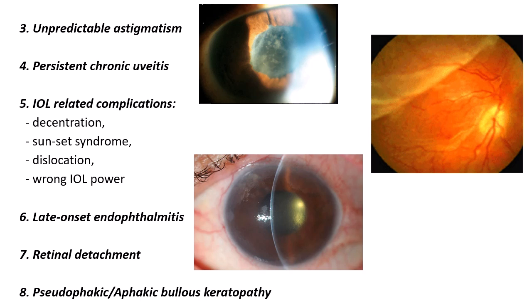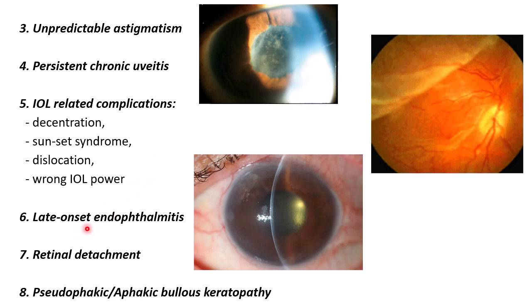Unpredictable astigmatism, more commonly seen in conventional ECCE and SICS. It is less common with the sophistication of the surgical procedures and a number of techniques used to control astigmatism, such as limbal relaxing incisions, clear corneal incisions, and so on. Then persistent chronic uveitis, such as this one. IOL related complications like decentration, dislocation. So there could be a mistake in the calculation of the IOL power. So wrong IOL power, obviously it would not lead to the expected visual outcome.